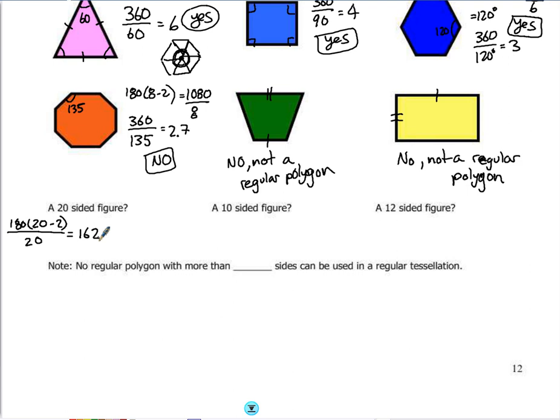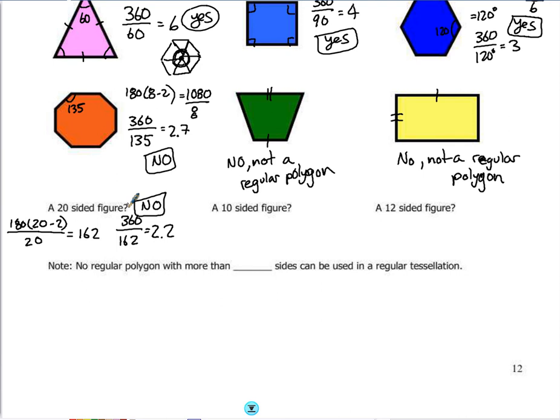To check if it tessellates regularly, all I got to do is divide 360 by 162. Since that comes out to a decimal, 2.2, then no, it will not tessellate. Go ahead and try the same process for 10- and 12-sided figures and see if you come up with the same result. Go ahead and pause the video and try those two on your own.